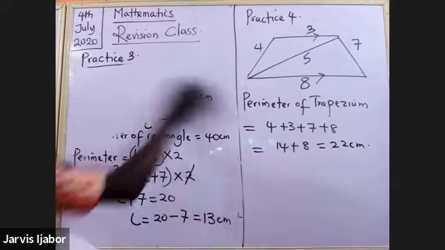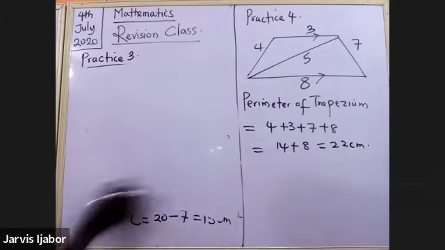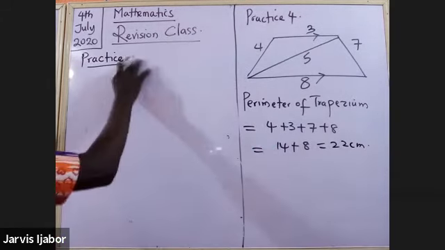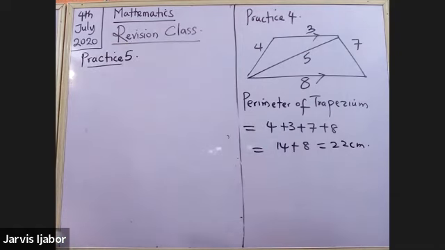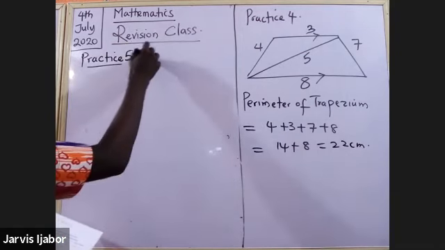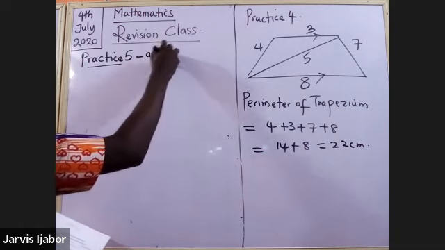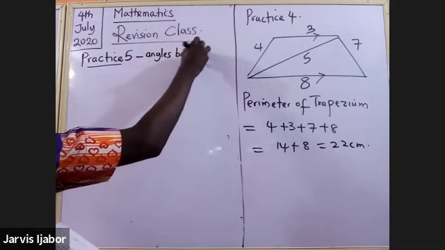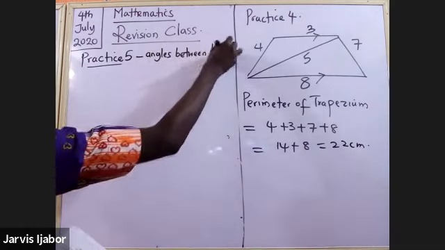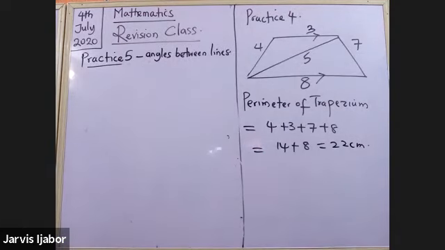Now, question 9 is testing your knowledge of angles between lines. So practice 5 is testing your knowledge of angles between lines. I'll just put in angles between lines, just to help you remember what that question is testing.